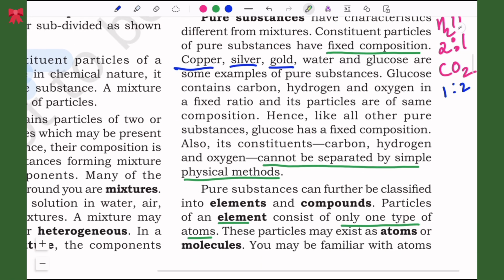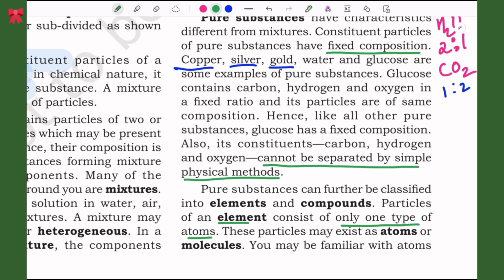Then we can also say that we cannot separate the components of a pure substance, right, by physical methods. Like for example, we had taken the mixture, we were talking about rice containing stones, so we could separate it by a simple method.